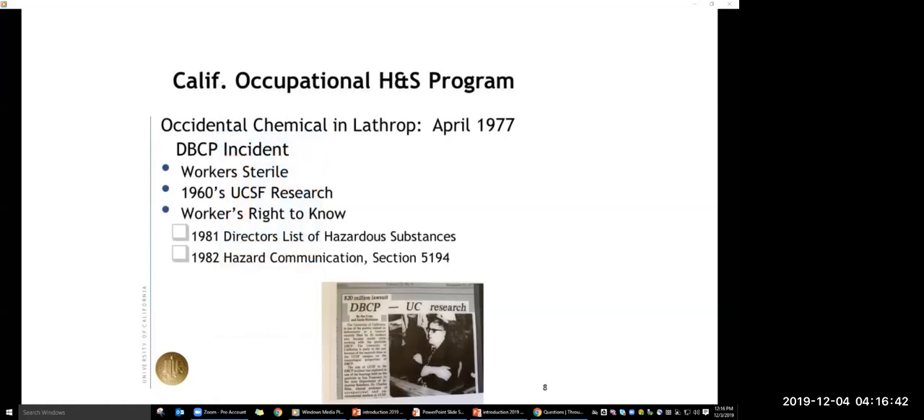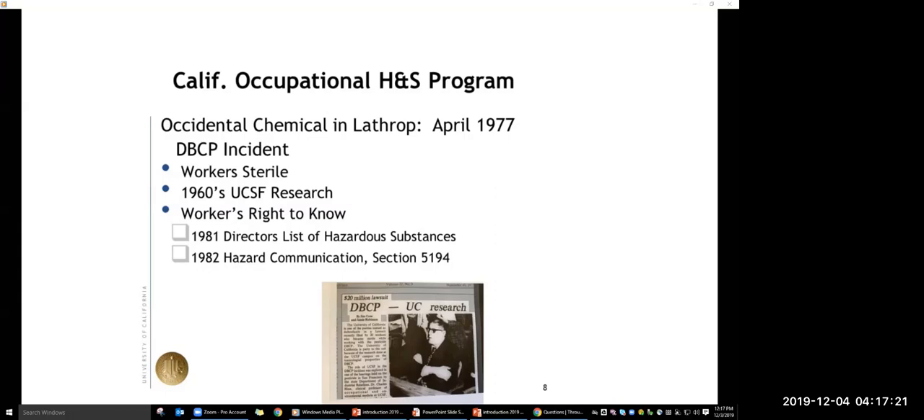One major incident which had national and international repercussions was an ongoing exposure incident to workers at the Occidental chemical plant on the DBCP line. The workers noted that no one in their line was able to have children. When they were tested, all the workers were found to be sterile. What was ironic is that in the 1960s, a researcher at UCSF, Charlie Hine, published an article which found DBCP had an adverse effect on the testes of animals.